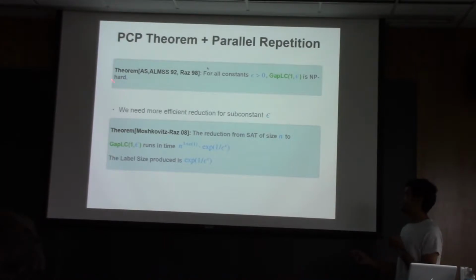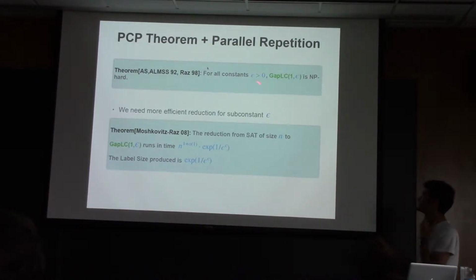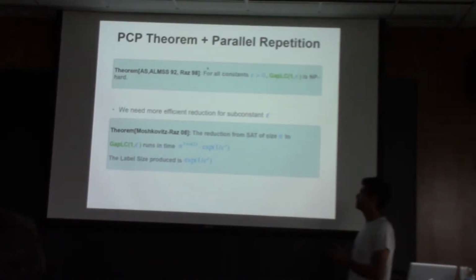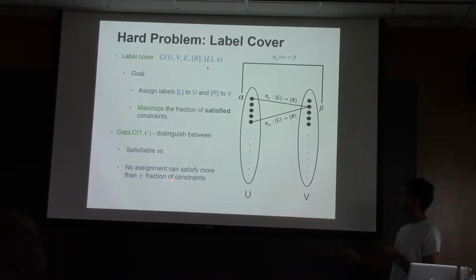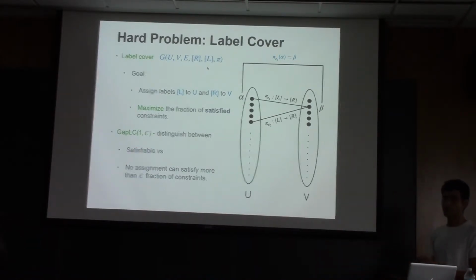And there is a theorem, which follows from the PCP theorem and parallel repetition by Raz, which says that for all constant epsilon, gap LC 1 epsilon is NP-hard. So for any constant epsilon, no matter how small, distinguishing between satisfiable versus epsilon fraction satisfiable is NP-hard.